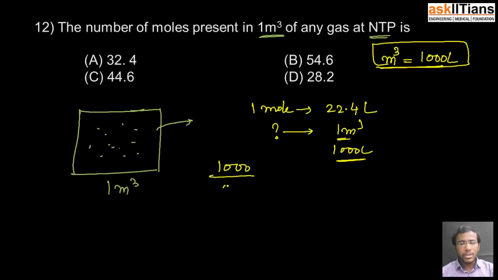1000 by 22.4, if you calculate this value, it comes around 44.64. So not 66.64, it is 44.6. Yeah, option C is the correct one.